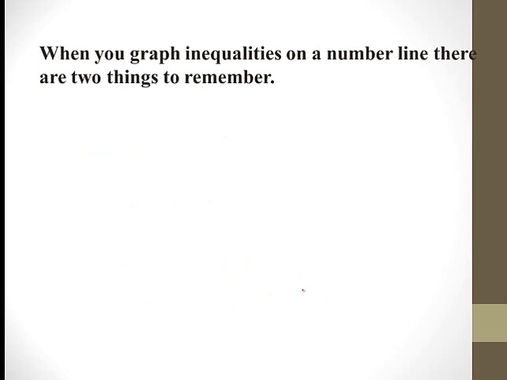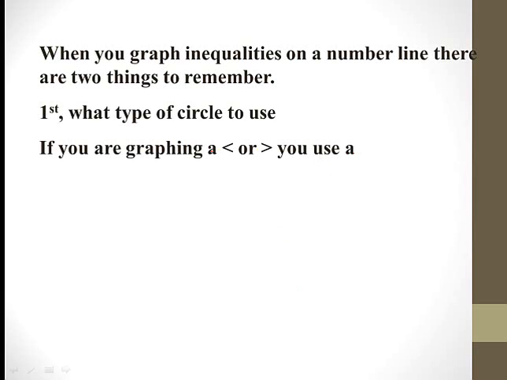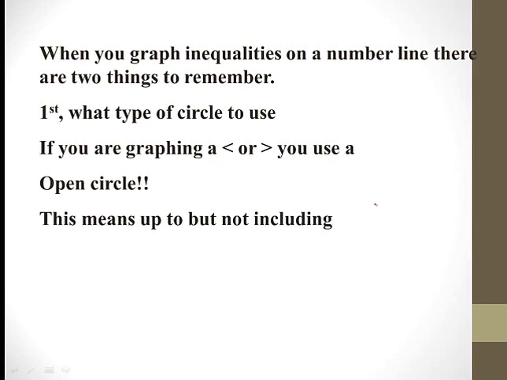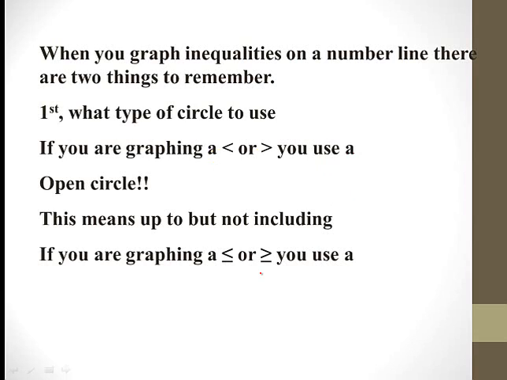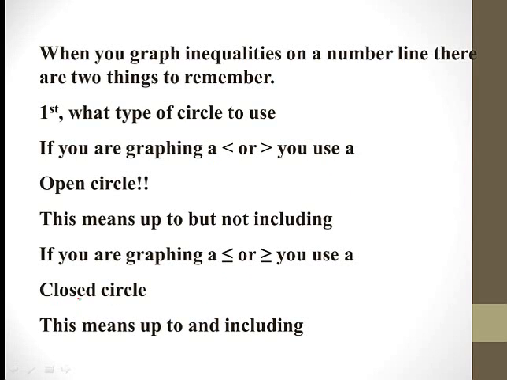So, when you graph inequalities on a number line, there are two things to remember. You need to pause and write these down as we go. First of all, you need to know what type of circle to use. If you're graphing greater than or less than, you're going to use an open circle. But if you're graphing greater than or equal to or less than or equal to, you use a closed circle. This means it goes right up and includes the number. This means it does not include the number.